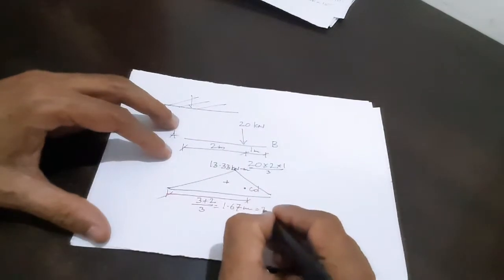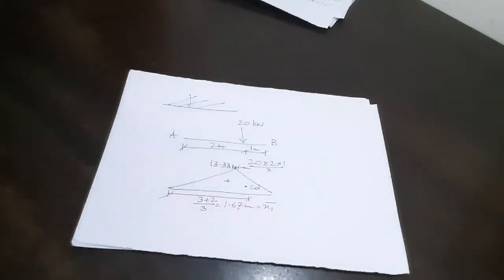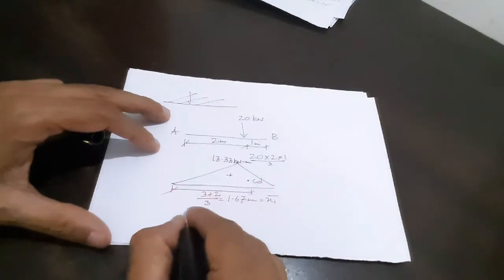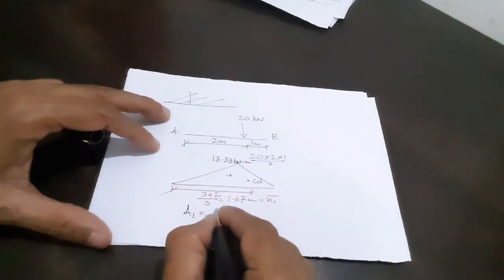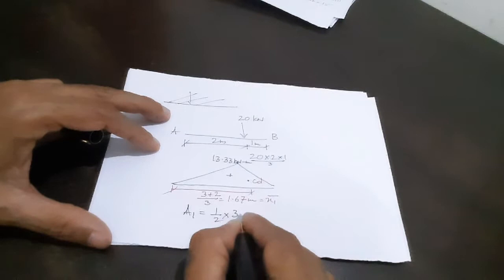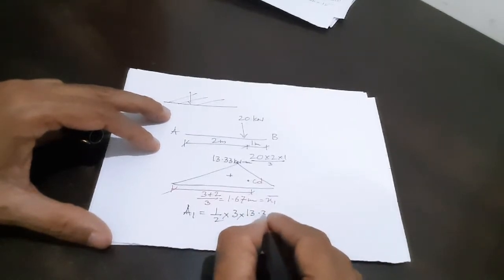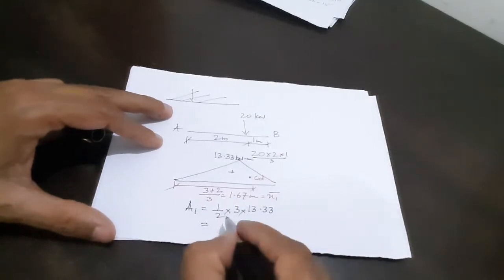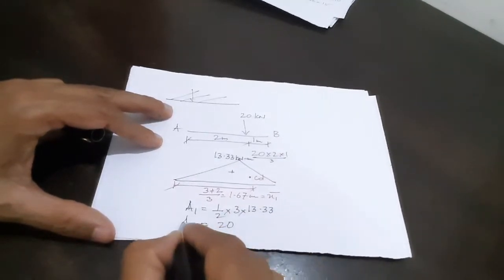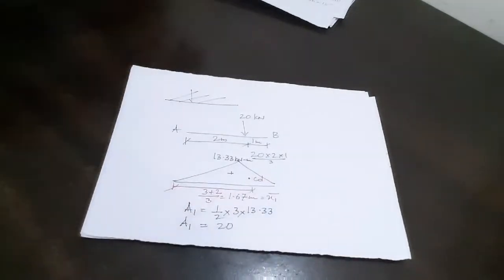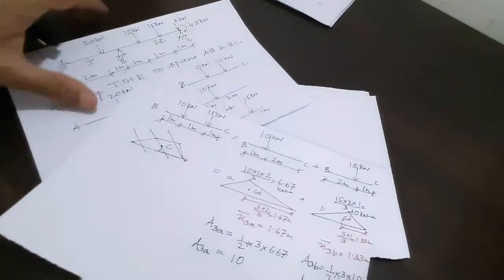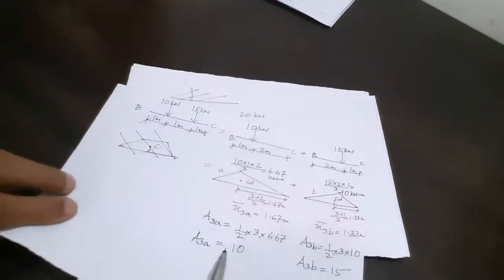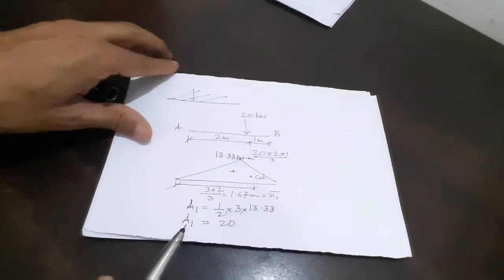So X3 bar, that is X1 bar. Now there is a single force, so only X1 bar. And what is A1? A1 will be equal to half into base into height, 13.33 into 3, that is 40. 40 divided by 2, I take 20. A1 equal to 20. So A1 X1 bar, whereas here we got A3 X3 bars for the BC portion, and for the AB portion, A1 X1 bar. So all our groundwork is ready.